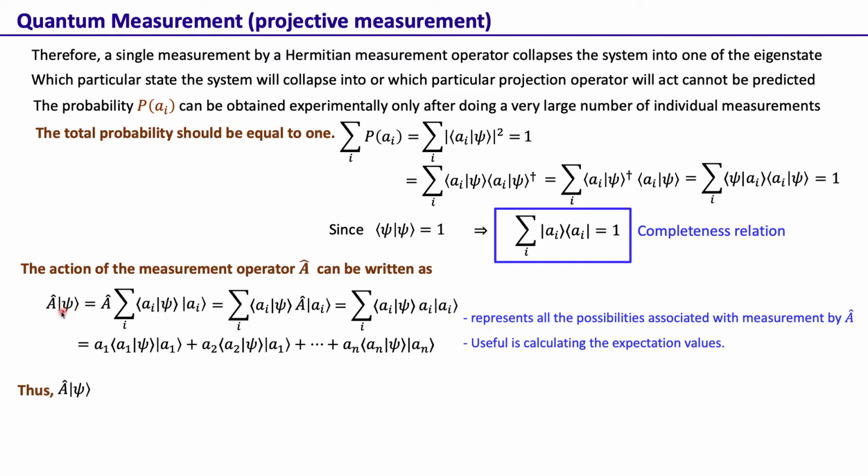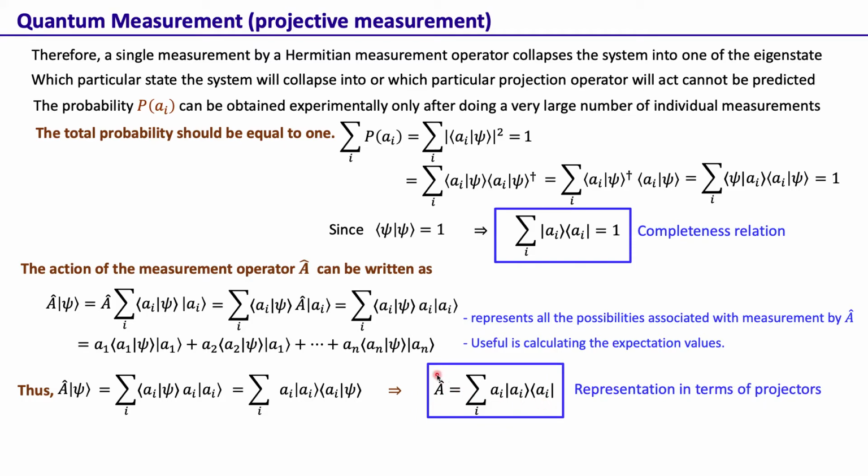So now again, this A acting on psi, we can just rewrite this quantity over here. This is just a number, so we bring it here, and we write it in this manner. So this A psi is like this. This basically implies that this quantity, the sum of ai |ai><ai|, is just the operator A. So that is the operator, this is the representation of A in terms of these projectors, and ai is the eigenvalue associated with |ai>. So that's the representation in terms of projectors.